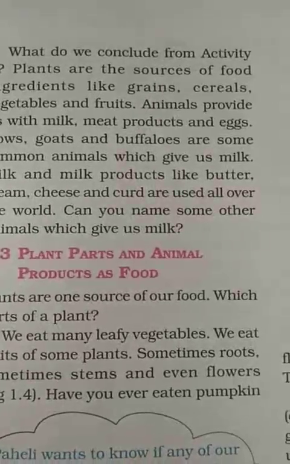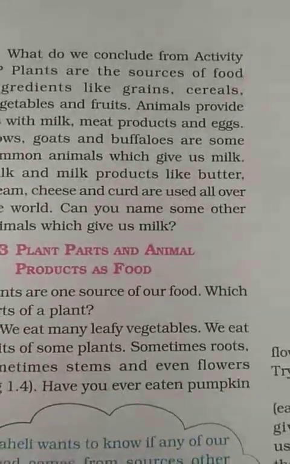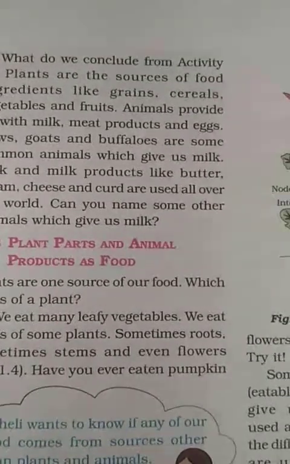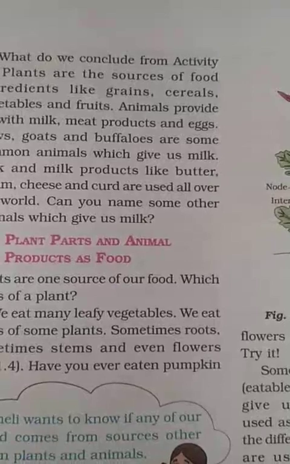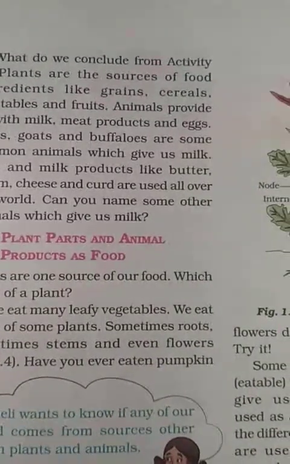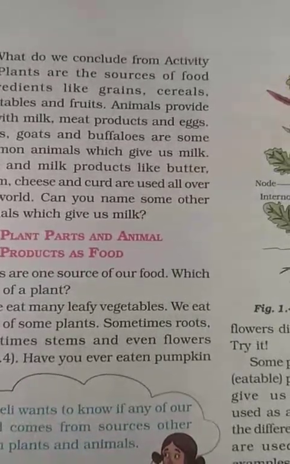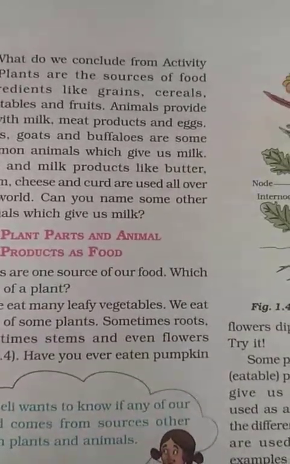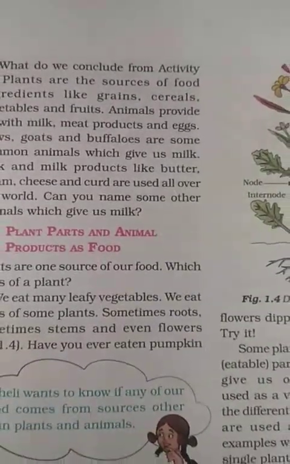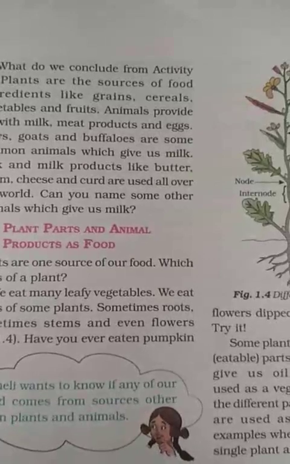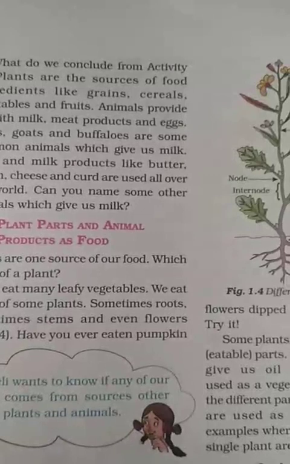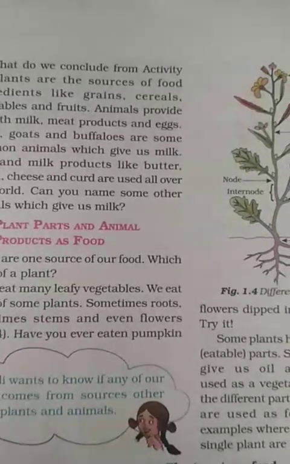Now, what do we conclude from this activity? Plants are the sources of food ingredients like grains, cereals, vegetables and fruits, and animals provide us with milk, meat and eggs. Cows, goats and buffaloes are some common animals which give us milk. Milk and milk products like butter, cream, cheese and curd are used all over the world. Can you name some other animals which give us milk?